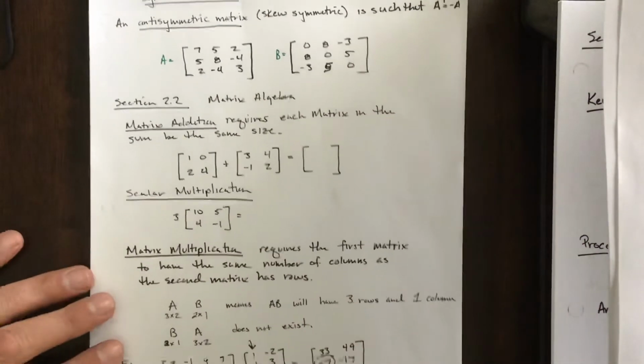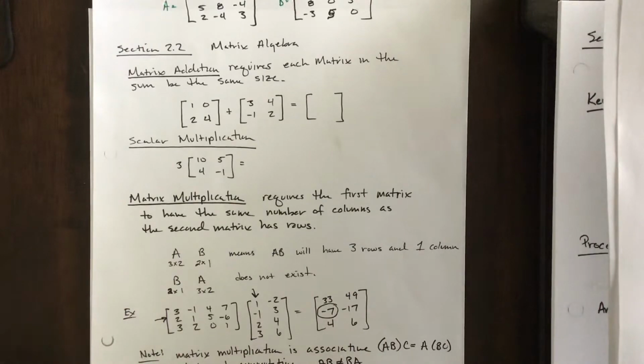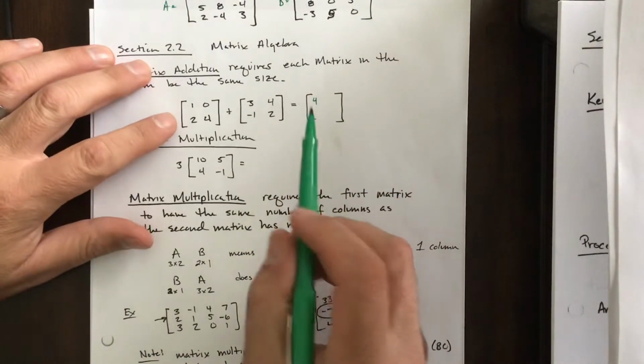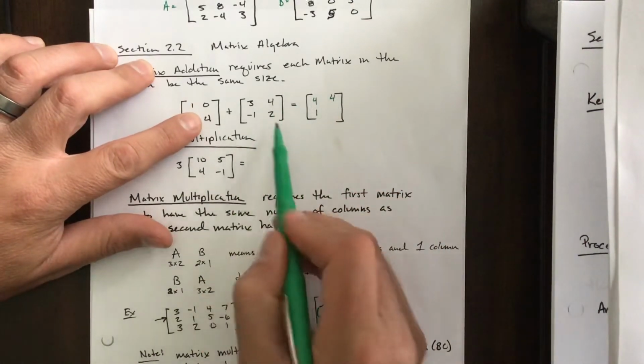All right, so with that said, let's run into section 2.2. Where'd it go? There we go. A little bit more vocabulary in this section, so the video will kind of go fast. Matrix addition requires each matrix in the sum to be the same size. So for example, if you have the matrix 1, 0, 2, 4, and you add to it 3, 4, negative 1, 2, you add each entry component-wise. So 1 and 3 is 4. 2 and negative 1 is 1, 0 and 4 is 4, 4 and 2 is 6.